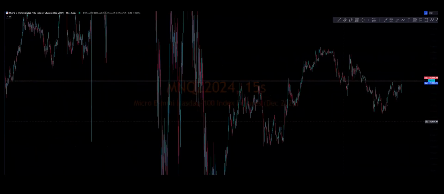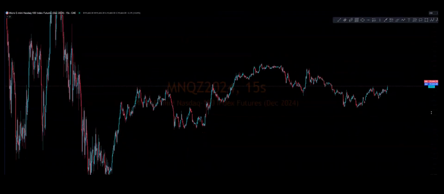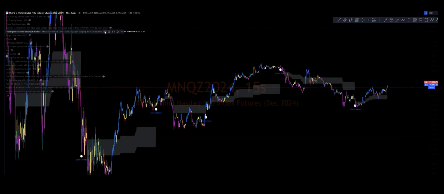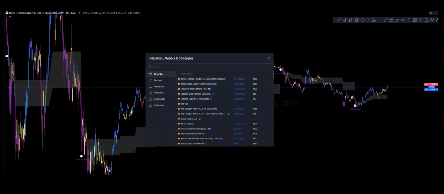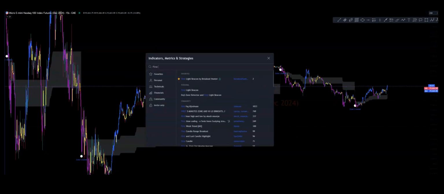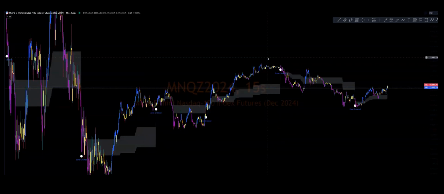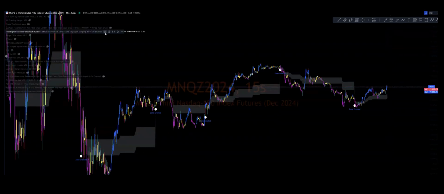All right, so we're going to go over the first light beacon indicator, and I have it right here. I'm going to turn it on, and this is what it looks like. This is an indicator that I did build. It is based off my strategy, First Light Beacon by Breakout Hunter, and we're going to go over how it works, how I use it, and some settings.